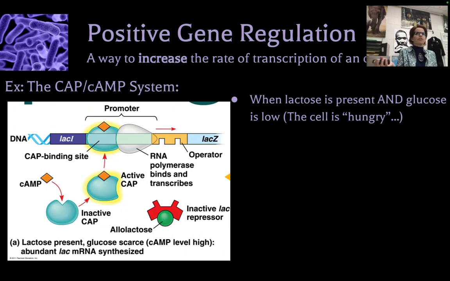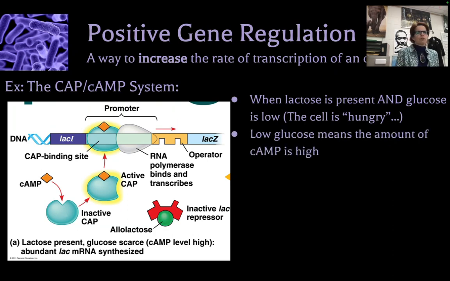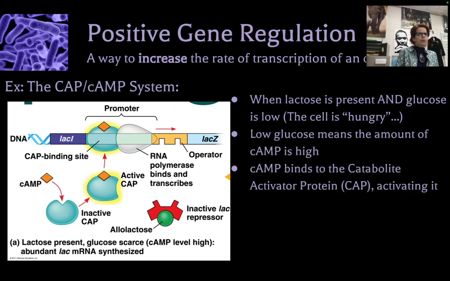Positive gene regulation is increasing the system, increasing transcription. So we learned about this turbocharger that's called CAP. When lactose is present and glucose is low, the cell's feeling hungry, like we are right now. Low glucose means the amount of cyclic AMP is high. Cyclic AMP is that orange diamond.